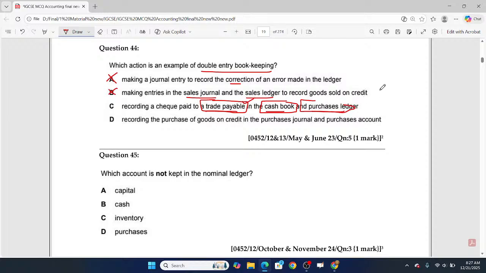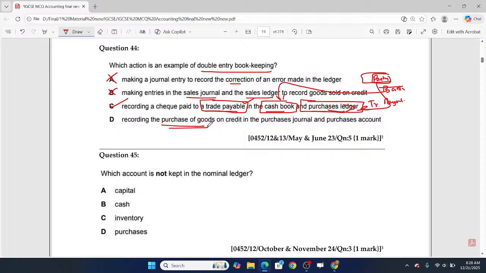What's the entry for this? The party account and the bank account. The bank account will come in the cash book, correct. The party is nothing but the purchases ledger account, which is also correct. So C is the correct one. Purchases ledger is nothing but trade payables, a collection of trade payables. So we are making the payment to the party, the trade payables.